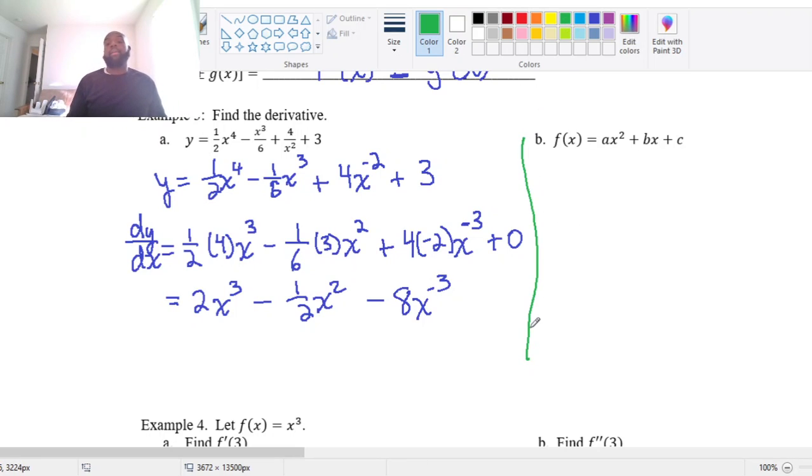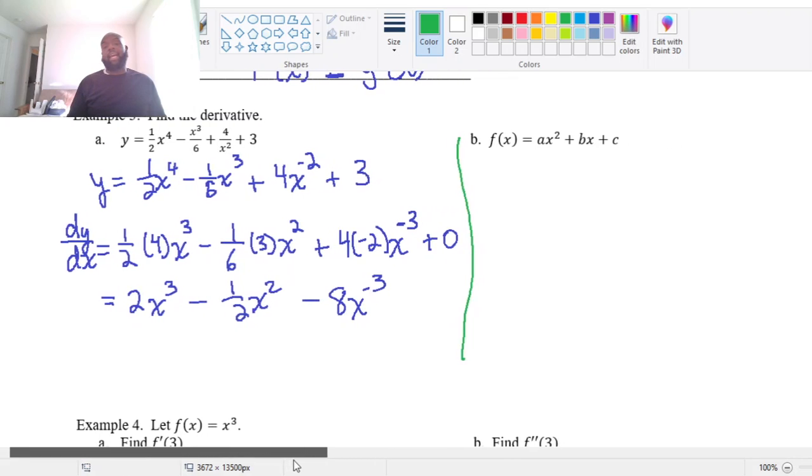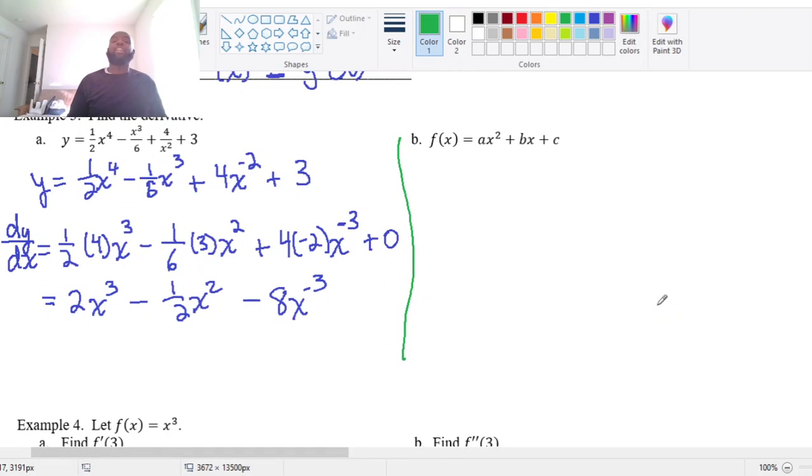In part B, I have f of x equals ax squared plus bx plus c. The reason why I'm including this example here is because I want you to be aware. In all of these other examples, I've only had one variable on my right-hand side, right? And so it was kind of implicit that the variable I'm doing my derivative with respect to is x, or whatever variable was on that side.